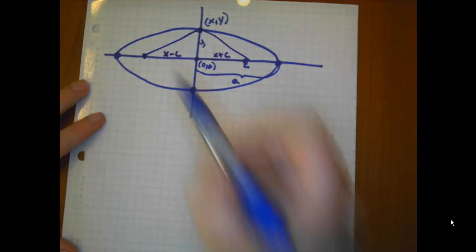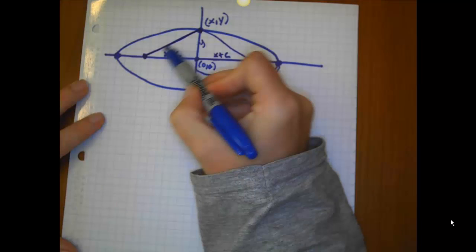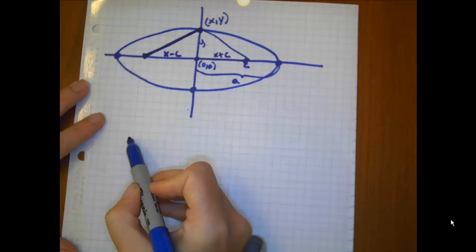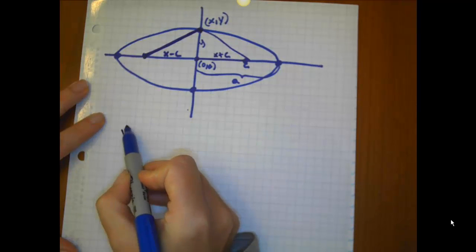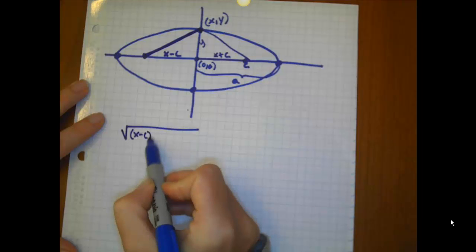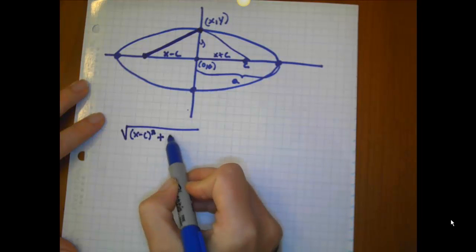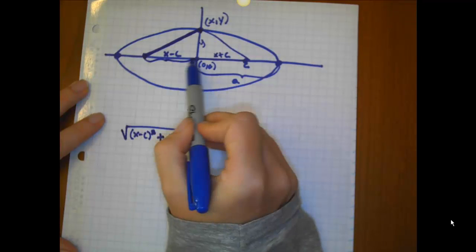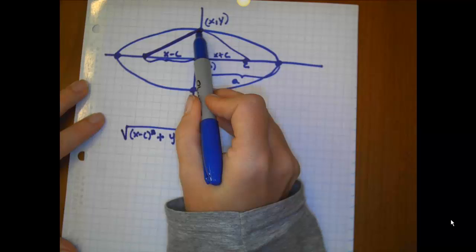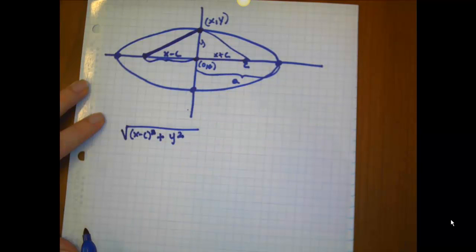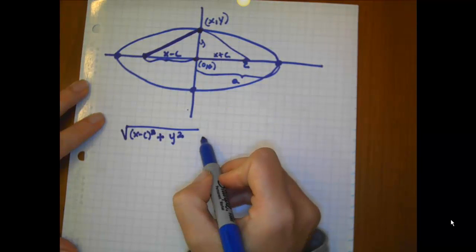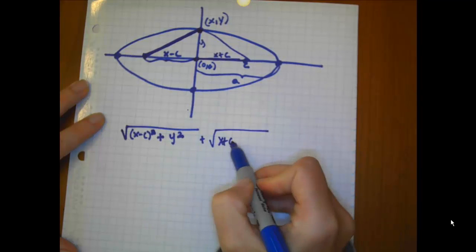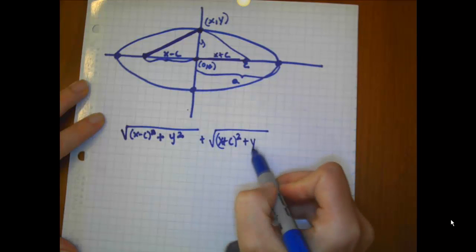So when I think about this distance right here, I can think about it as being the square root of (x minus c) squared plus y squared. Remember, I'm just using the Pythagorean theorem: (x minus c) squared plus y squared, and then I take its square root in order to find that hypotenuse. And then this side would be the square root of (x plus c) squared plus y squared.